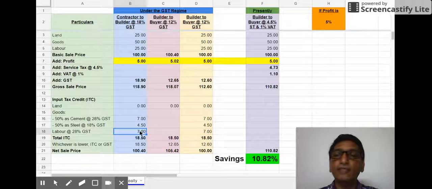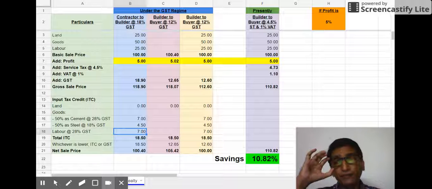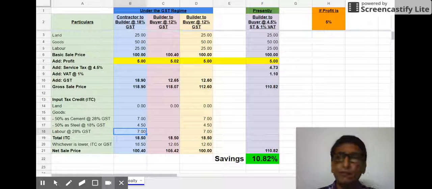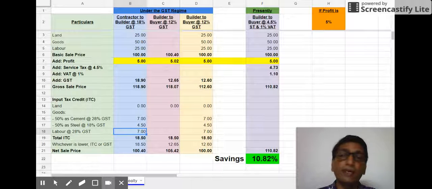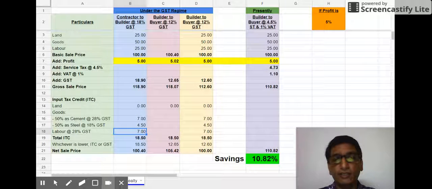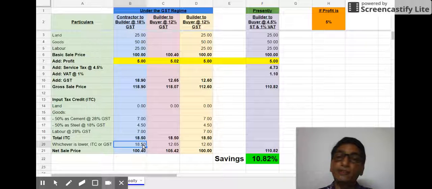Now the one component that is left out is the labor. On the labor component, the GST rate specified is 28%. This is not specifically provided anywhere for the construction activity. This is a residual rate because it is not defined anywhere. So to my mind, this 28% GST on labor component is very high. So the real estate industry must take up with the government and request to reconsider this rate of 28%. To my mind, this rate should fall under the 18% category to be reasonable. So the total input tax credit comes to 7 plus 4.5 plus 7. This comes to 18.50. This benefit of input tax credit must be passed on by the contractor to the builder.